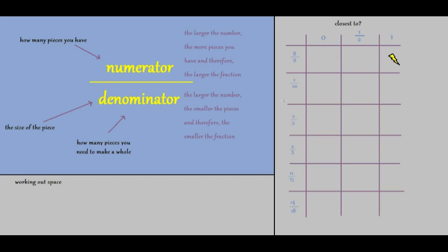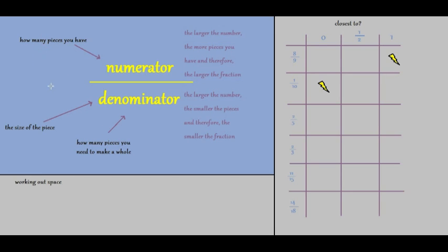Looking at 1/10, this is a fraction size of tenths, which means we need 10 of them to make a whole. We only have 1 of them, so that means we are very close to having nothing. So we're closest to 0. Let's have a look at 2/5 now. 2/5 is a bit trickier. It's sort of close to a half, but it might be quite close to 0 as well.